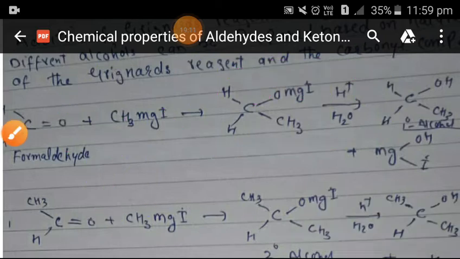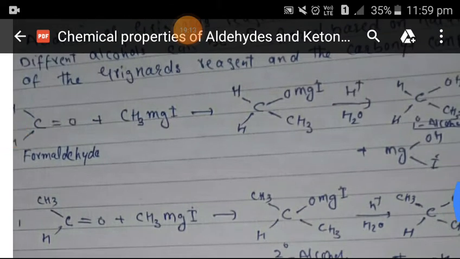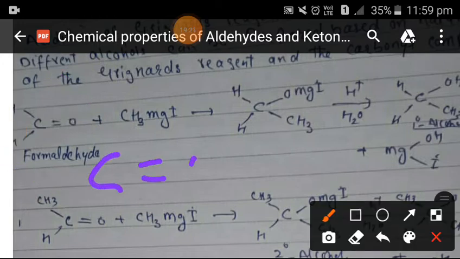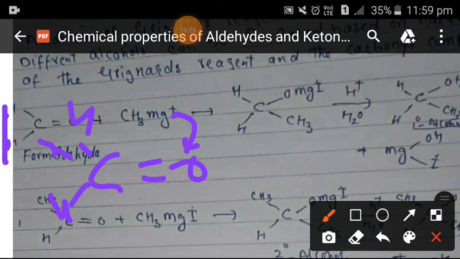So let's take the example here. It is formaldehyde, having the formula like this. This is H here, this is H here. So this reaction is actually with the formaldehyde here, when treated with RMgX. Clear? So this is actually CH3 magnesium iodide.